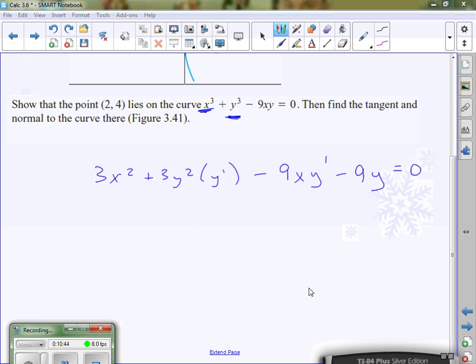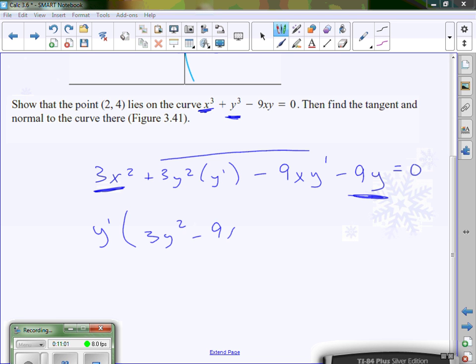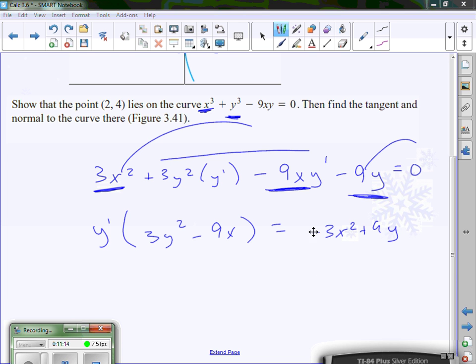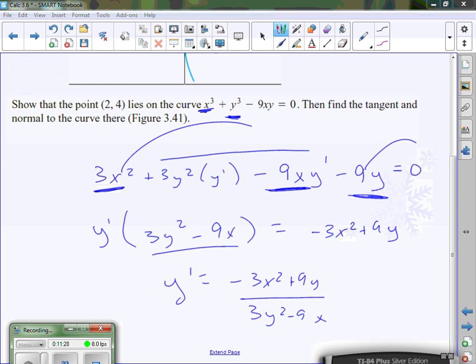All right, I'm going to combine my like terms. I'm going to put this one and this one over here. I'm going to put these two together and factor out a y prime. So I have y prime times 3y squared minus 9x equals, I'm going to throw these two to the other side. I took the y prime out of the, right there. Negative 3x squared plus 9y. Divide everything by that. y prime equals negative 3x squared plus 9y all over 3y squared minus 9x. I still have to put in the point 2, 4. So put in the 2 for x, the 4 for y.